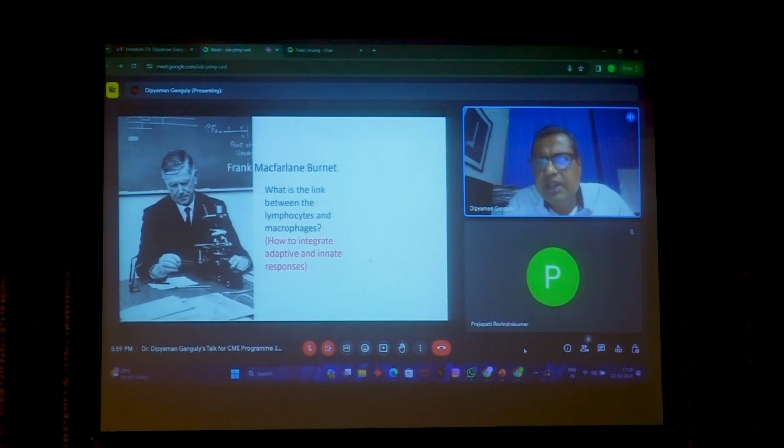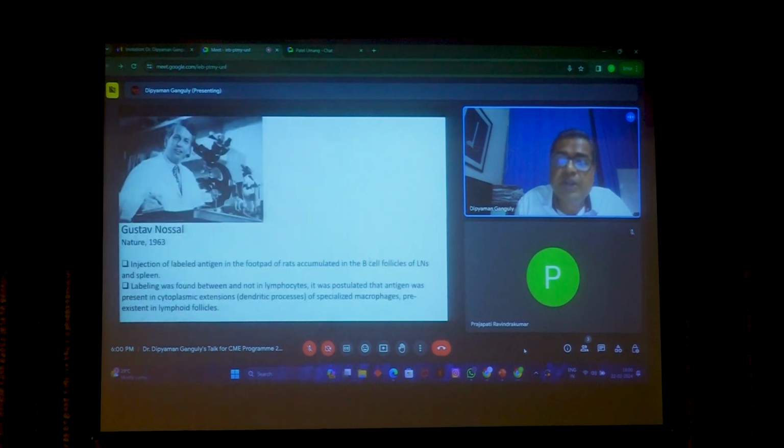And this question, what is the link between lymphocytes and macrophages, was first asked by Burnet in the late 1960s, because macrophages were being worked with by certain immunology laboratories, and there were so many lymphocyte labs all over the world. He knew that there must be a link between these two, a way to integrate these two different kinds of immune responses in the higher animals.